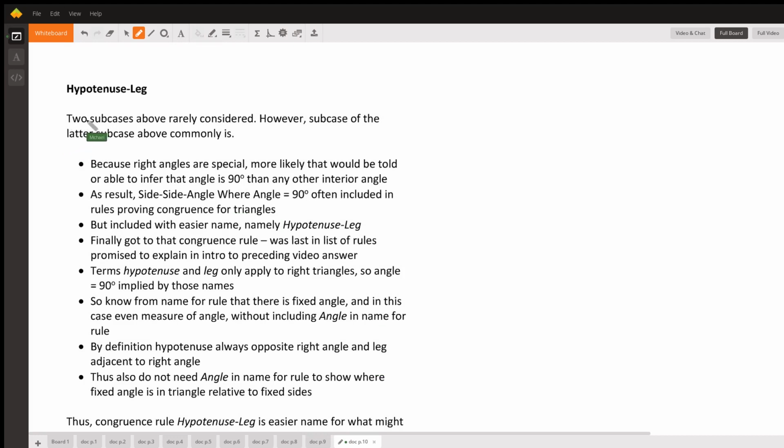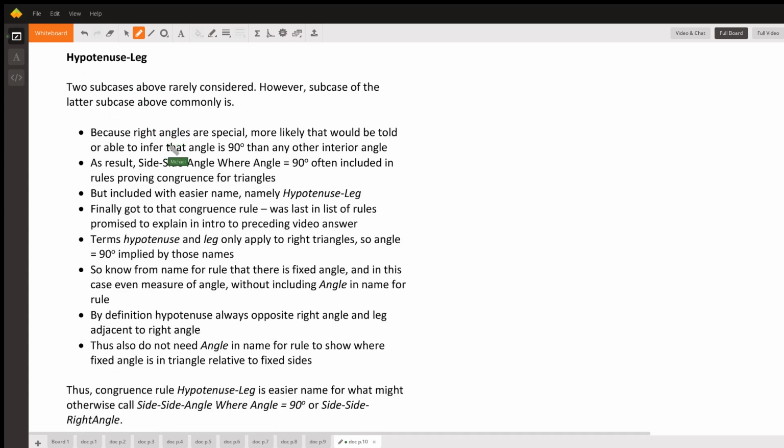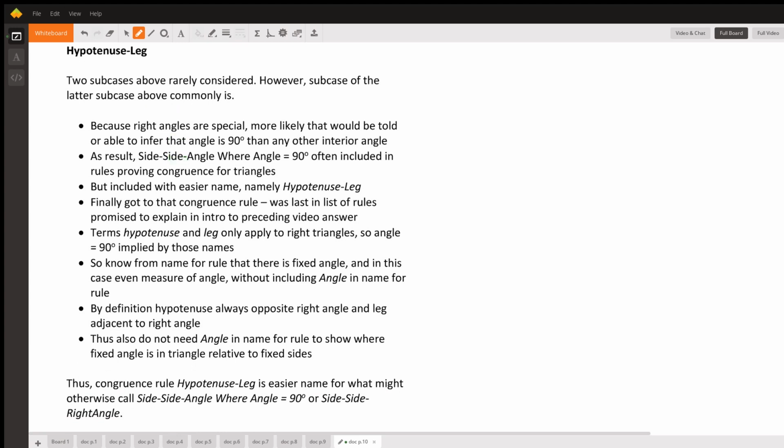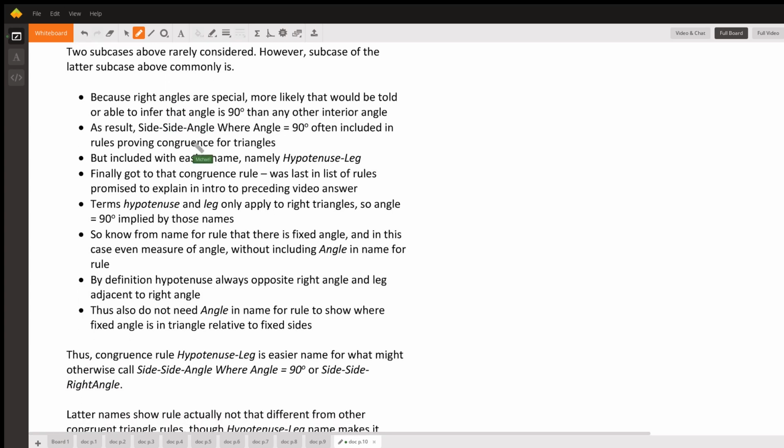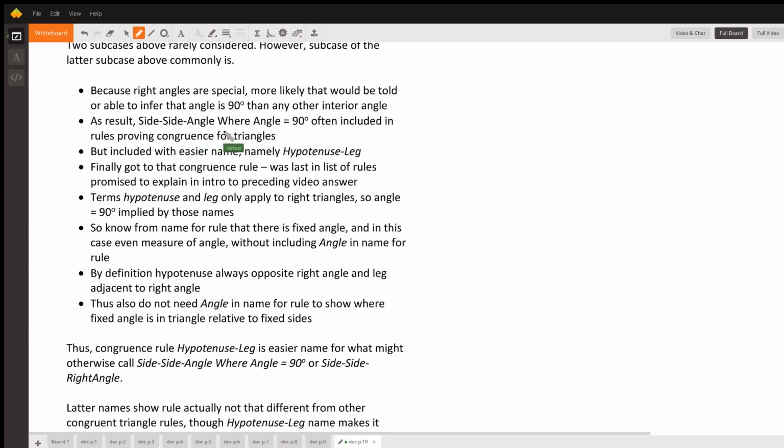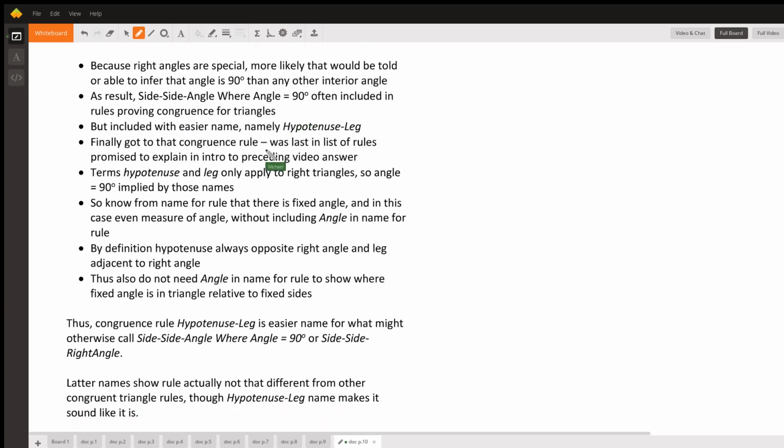Okay, the two subcases that we talked about are rarely considered, but a subcase of the second subcase commonly is, and that's hypotenuse-leg. Because right angles are special, it's more likely that you would be told or able to infer that the angle is 90 degrees than any other interior angle. And so side-side angle where the angle equals 90 degrees is often included with an easier name, hypotenuse-leg.